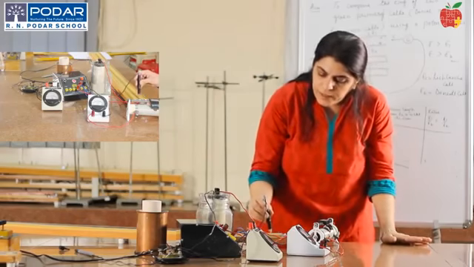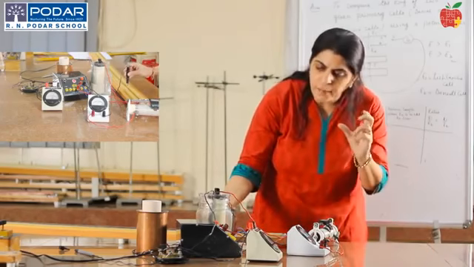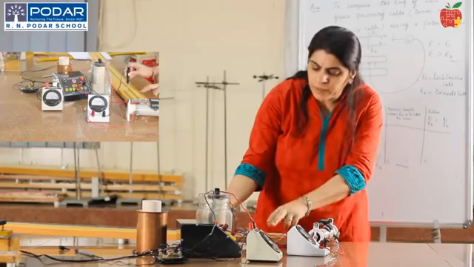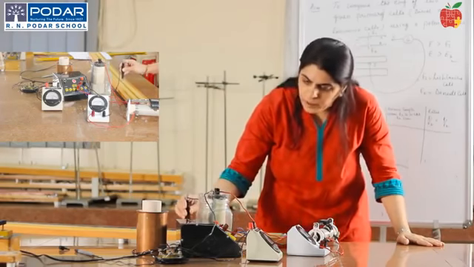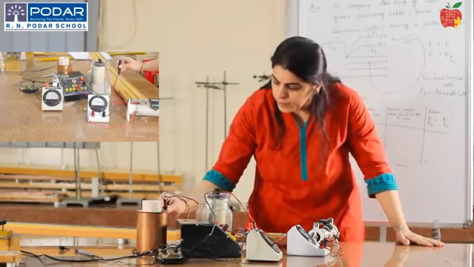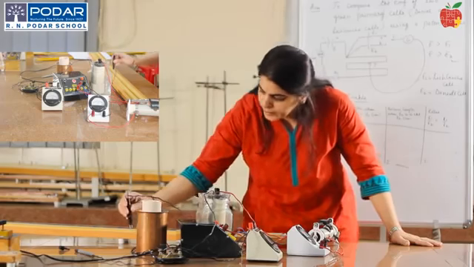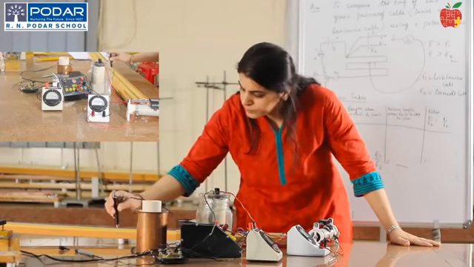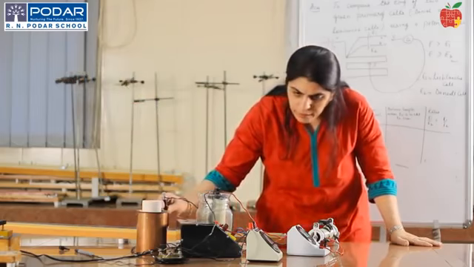Now start moving this jockey along the third wire. It means our balancing position is between the third and the fourth wire. So start moving this jockey along the potentiometer wire, along the third wire. Here note down where you get the null deflection.